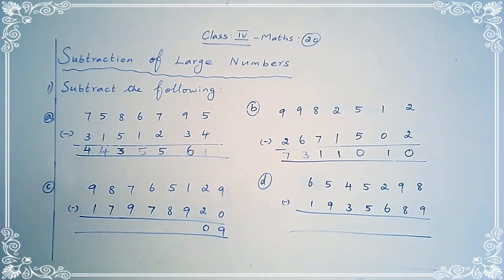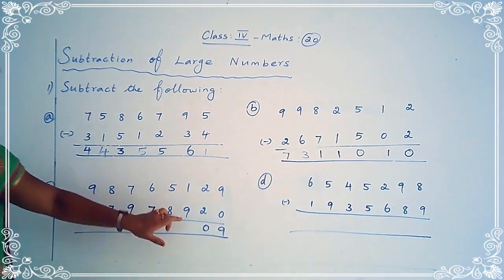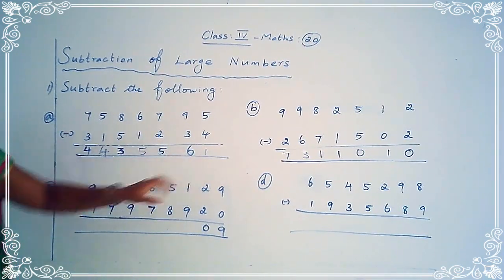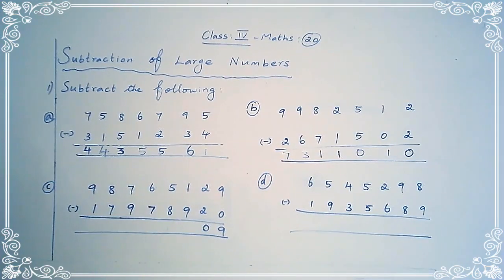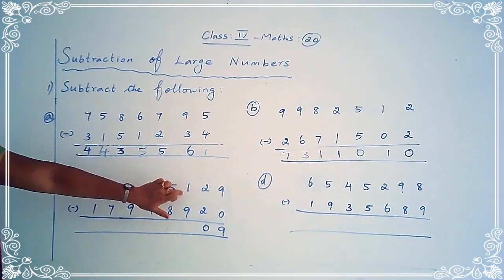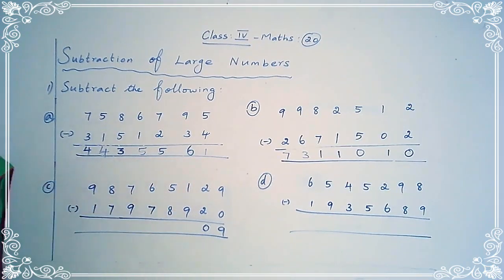Now you subtract 1 and 9. Is it possible? No. Why? 1 is smaller than 9. So it cannot be subtracted. Can we subtract 9 from 1? The number on top, the minuend, should always be bigger. But here the minuend is small. 1 is smaller than 9.